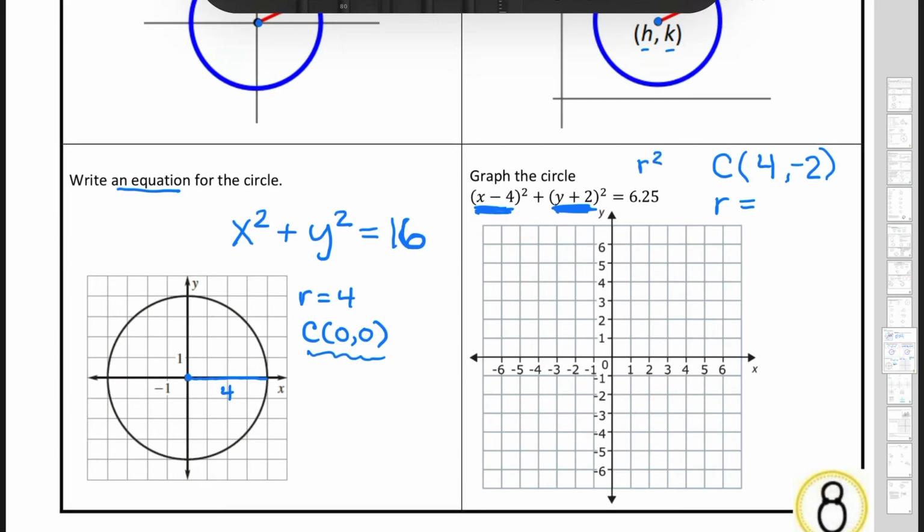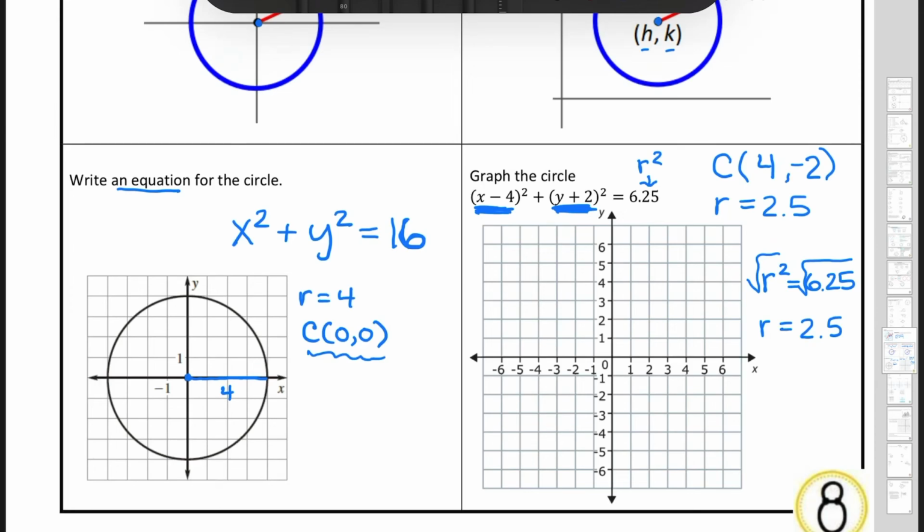And then what about this guy right here? This is our radius squared. If the radius squared equals 6.25, how can we find the radius? By taking the square root of both sides. And the square root of 6.25 is 2.5. That tells me that my radius is 2.5.